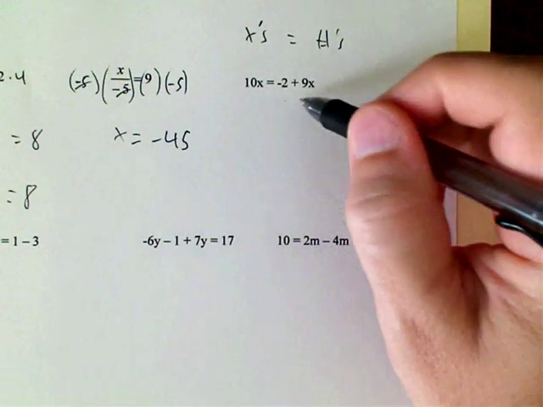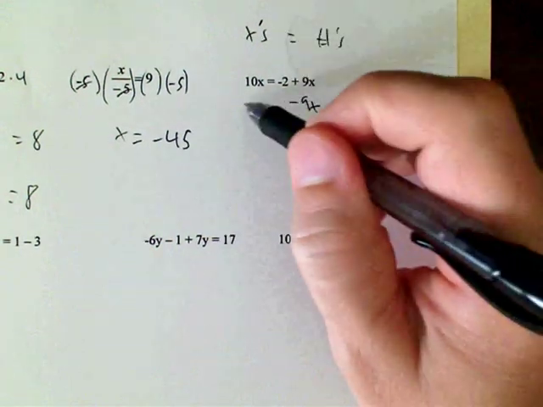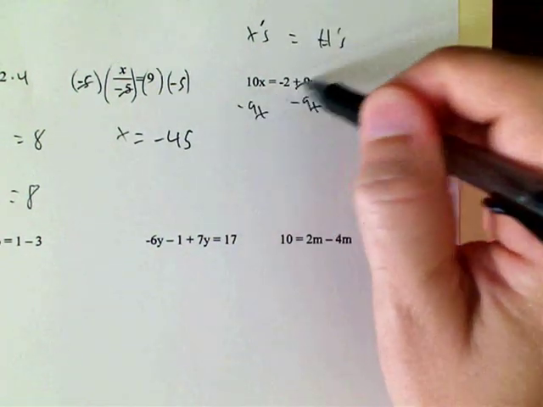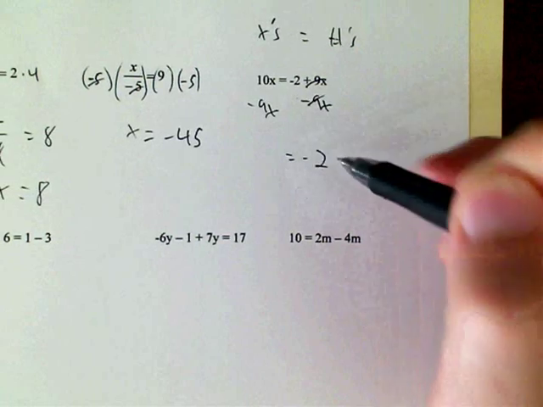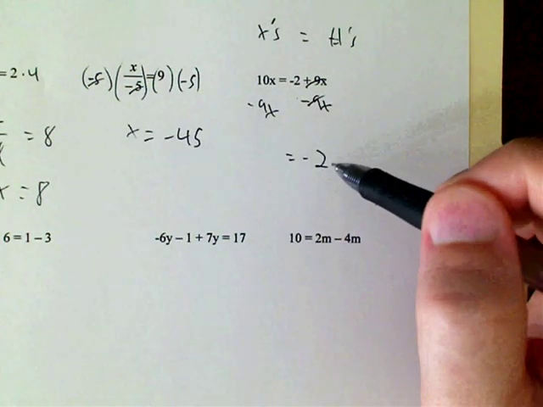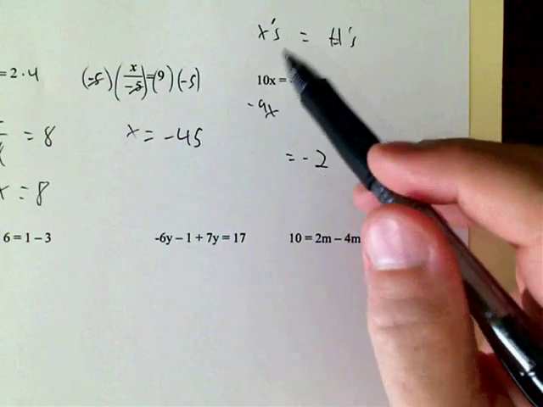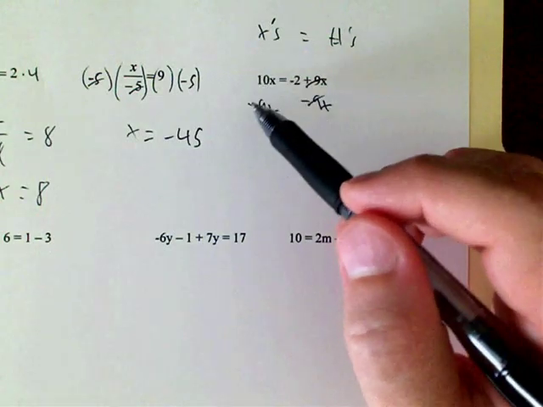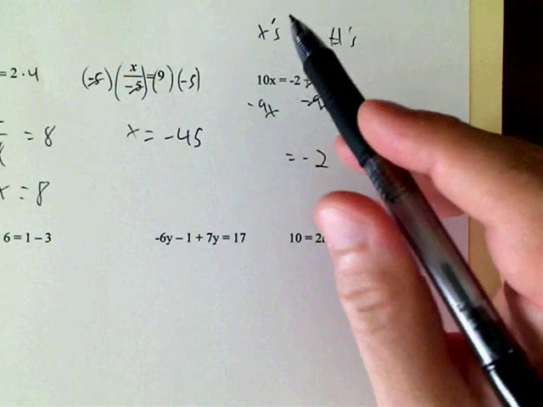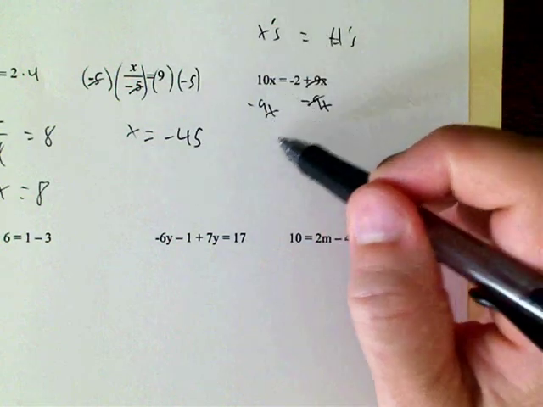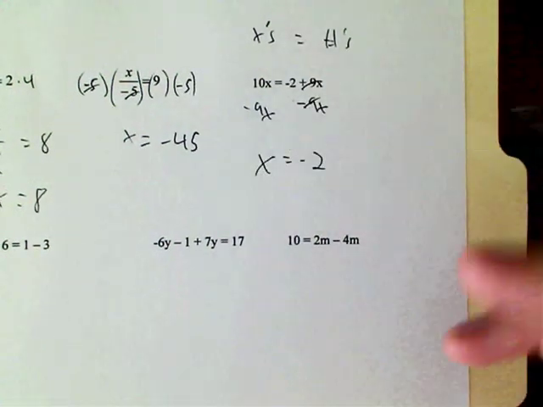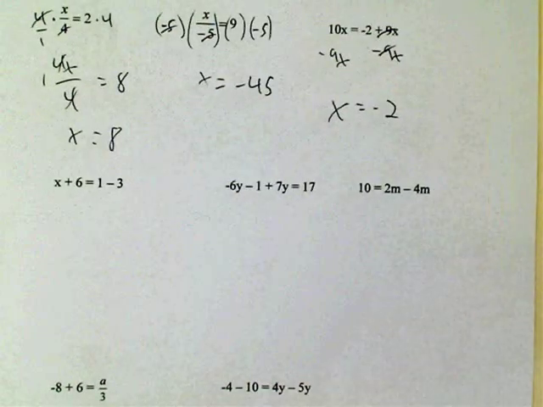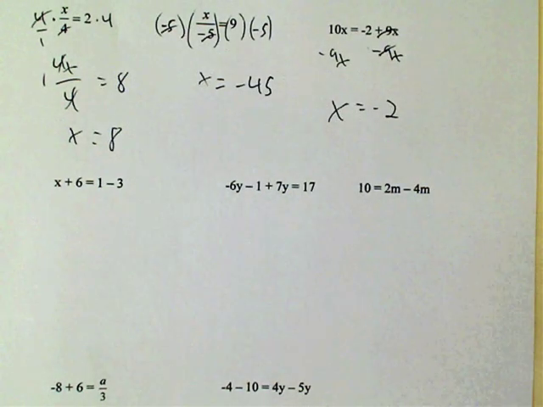And that does two things. One thing is it isolates the negative 2, which is the only number without an x. We wanted it isolated. Another thing it does is it puts all of our x's on one side so we can combine them together. 10x minus 9x is 1x. 1x is the same as x, and you're done. x equals negative 2.